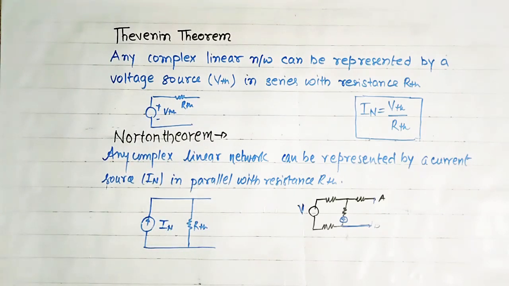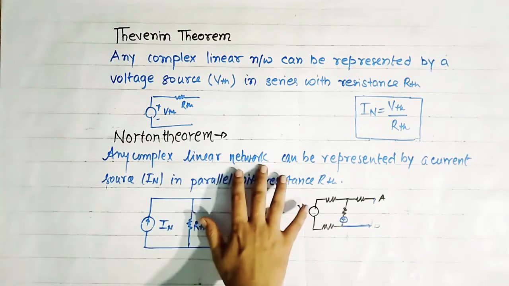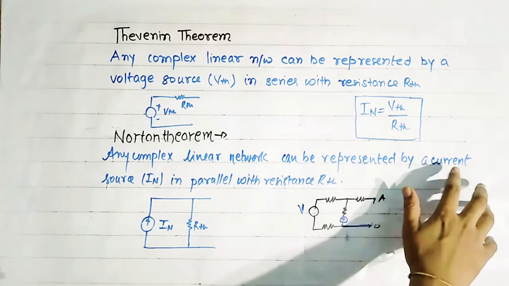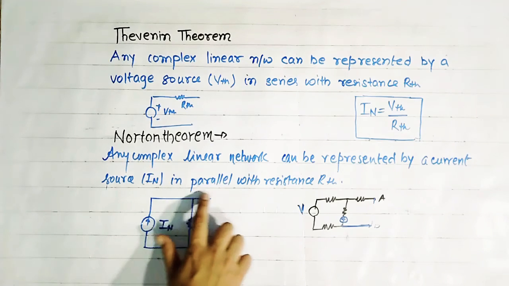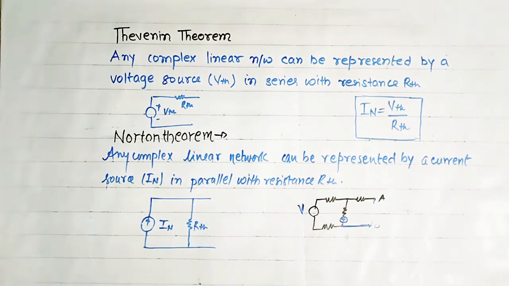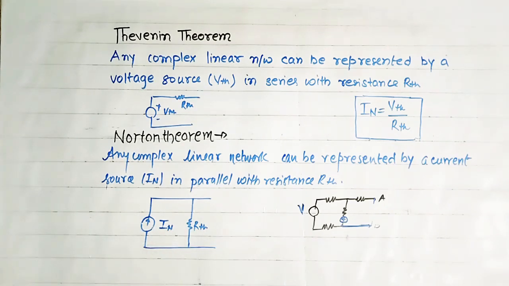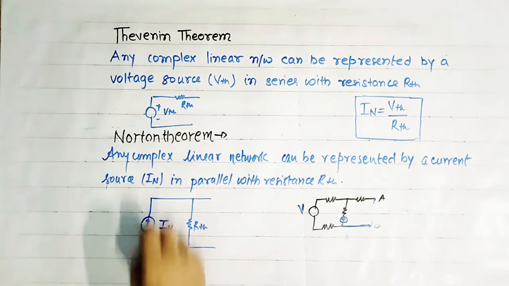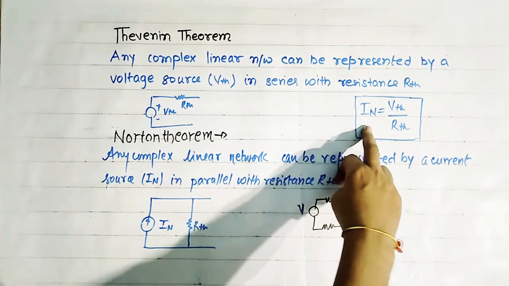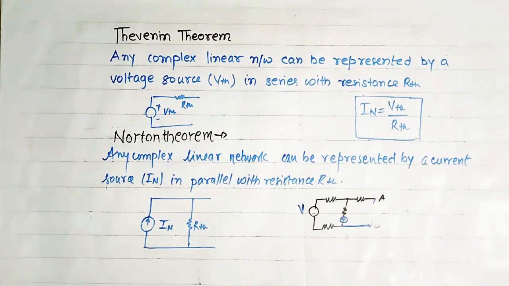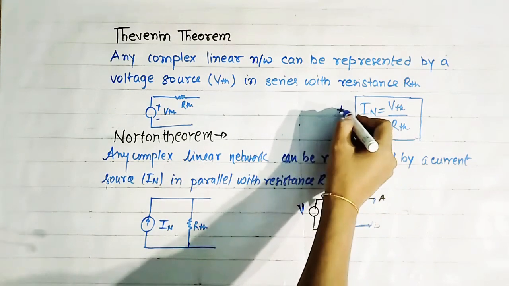And Norton theorem states that any complex linear network can be represented by a current source IN in parallel with resistance RTH. It means any linear network is represented like this circuit, where IN is the Norton current and RTH is the Thevenin resistance. Now there is a relation between this Norton current and Thevenin voltage: Norton current is equal to VTH by RTH.